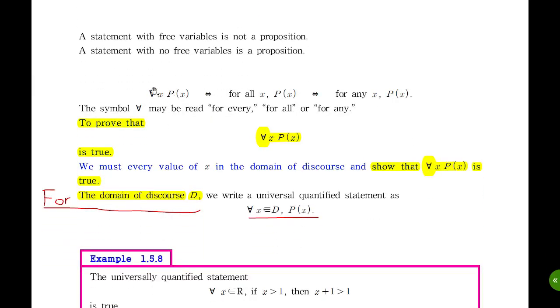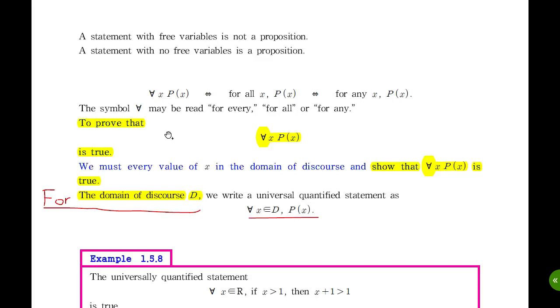Here, and also for all x, P of x, if and only if for all x, P of x, which means for any x, P of x. They are all the same, equivalent, if and only if. The symbol ∀ may be read as for every, or for all, or for any. Yeah, for every, for all, for any.